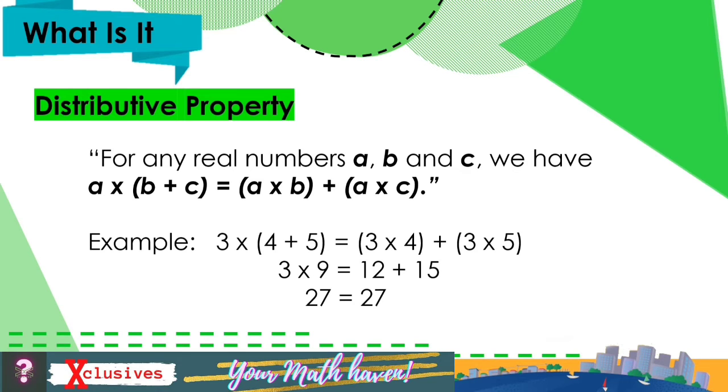So how did we come up with this one? Simply with the word distribute. We simply distribute 3 to each term inside the bracket. So that would mean we distribute 3 to 4. So that's why we came up with 3 times 4. And distribute 3 to 5. That's why we came up with 3 times 5.